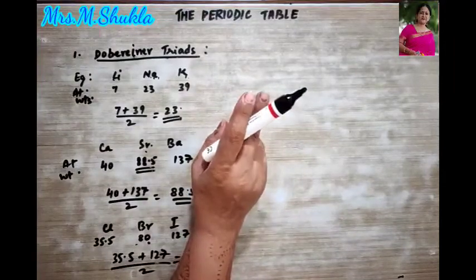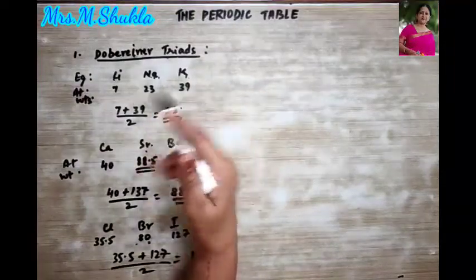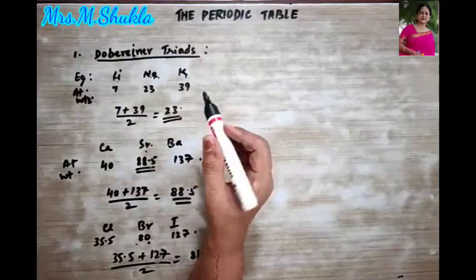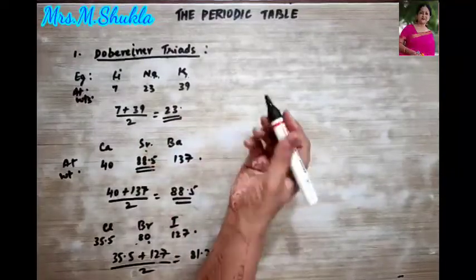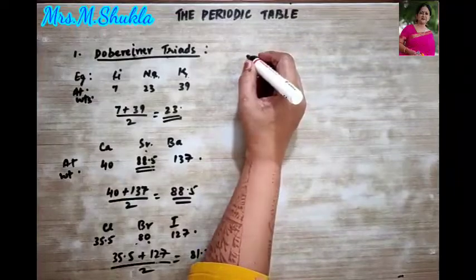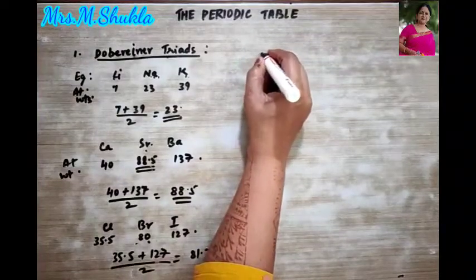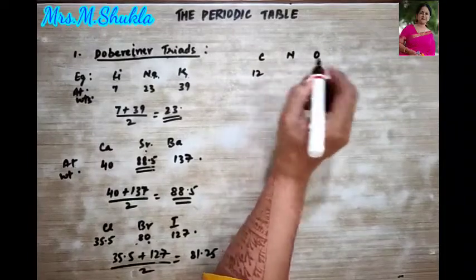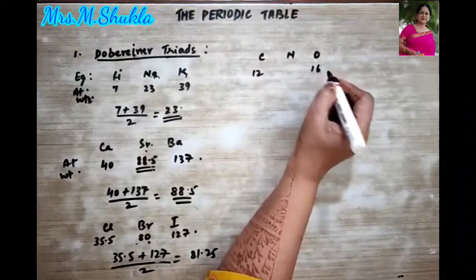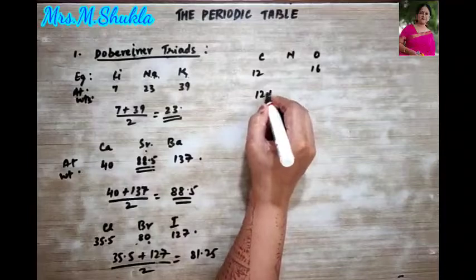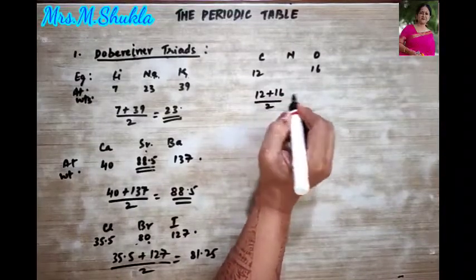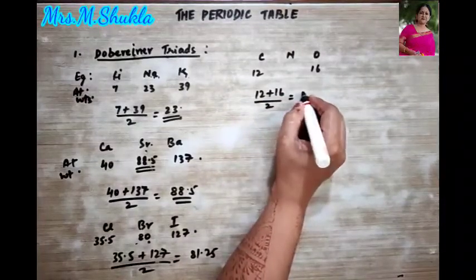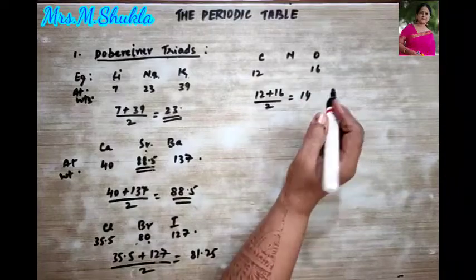Second point was that some of the elements that he tried to group into triads had dissimilar properties. For example, like carbon, nitrogen and oxygen. Carbon is 12 and oxygen is what? 16. So let's see, 12 plus 16 upon 2. What does this give us? This gives us 14.